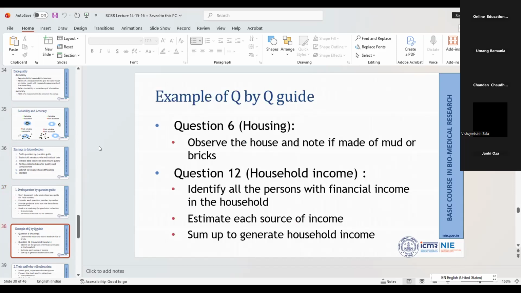For example, if we are going to collect data about the housing of a participant, a small instruction in brackets will be given like: observe the house and note if it is made of mud or concrete or bricks. So this is called a guide on how to collect or how to ask this question. It is called a Q by Q guide. Another example is household income. We will not directly ask the participant. Here the instruction is given like: identify all the persons with financial income in the household, then estimate each source of income and sum up to generate the household income. So this is called a Q by Q guide.